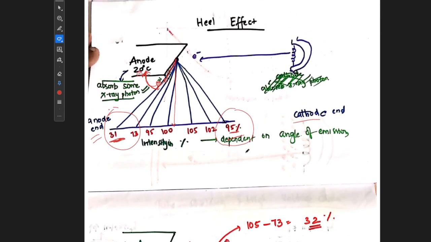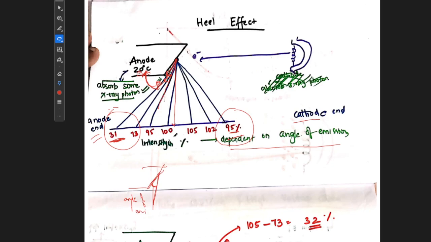So this depends upon the angle of emission. If this is the X-ray, this is the angle with which the X-ray is directed toward the anode. The angle of the X-ray at the anode is called the angle of emission, that is, the angle between the X-ray photon and the anode.